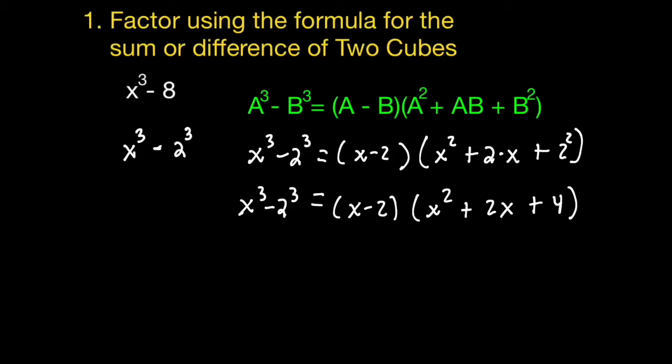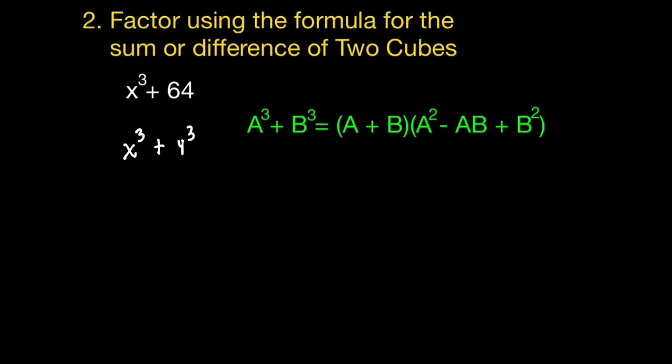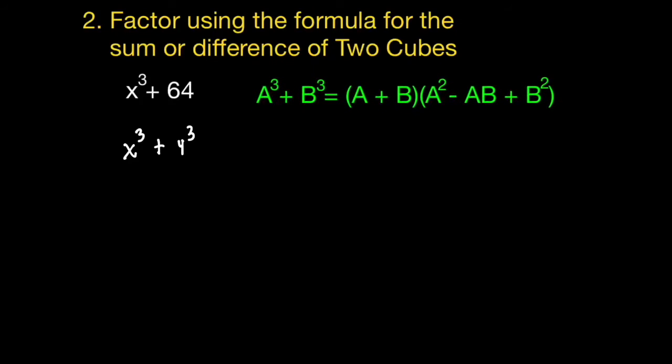Let's continue to practice with example 2. Here I have x cubed plus 64. The 64, I can rewrite this as 4 raised to the third power, since 4 times 4 times 4 gives the 64. Rewriting this, I now have the sum of two cubes form. And I can apply this special factorization, the sum of two cubes.